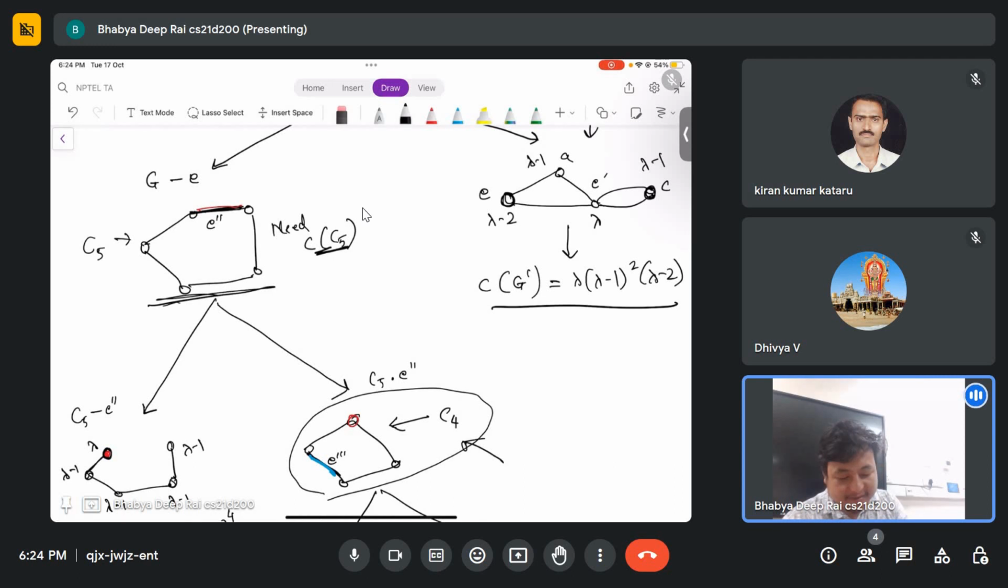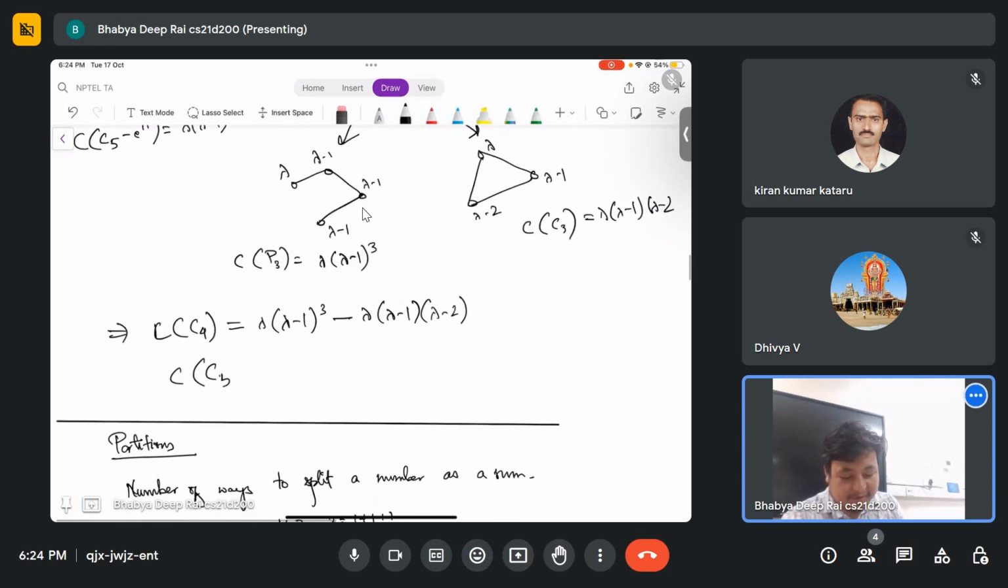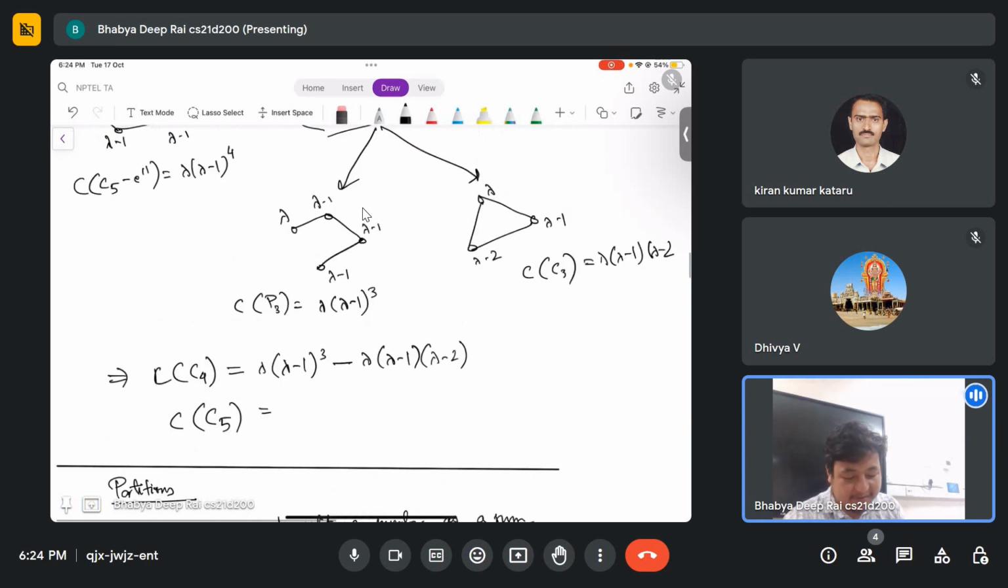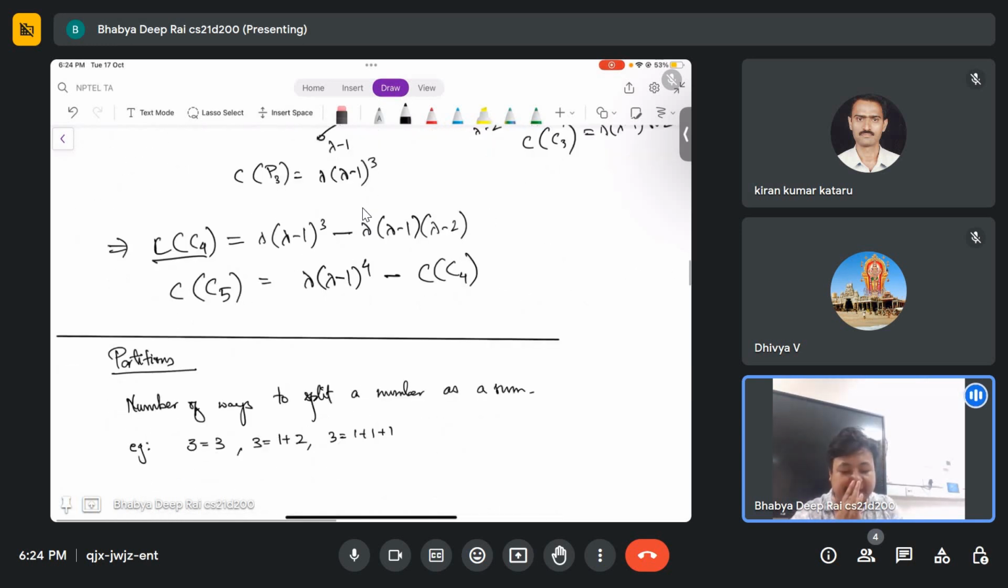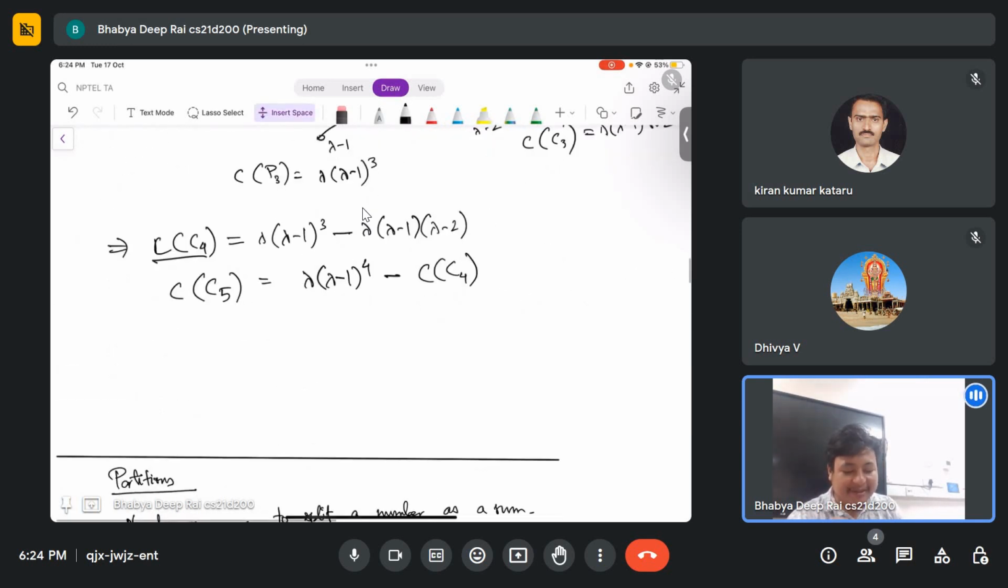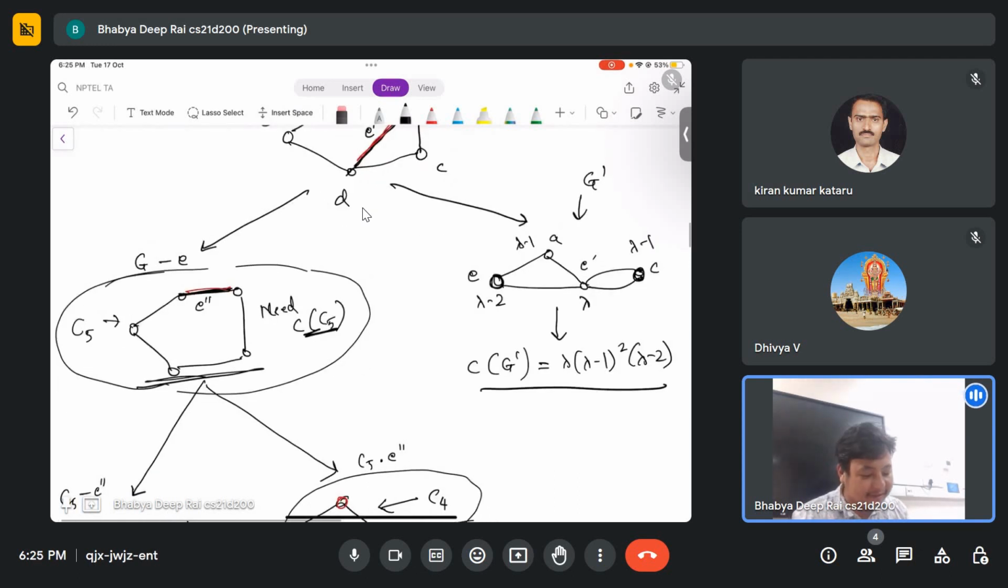This bigger one, C5. So the chromatic polynomial for C5 is equal to lambda times (lambda minus 1) to the 4 minus C of C4. I'm not writing the expansion because it will be very big. And then we just keep backtracking. Okay. And now we got this big chunk.